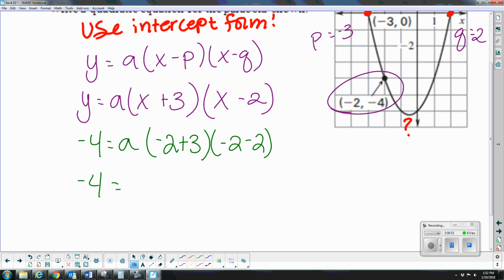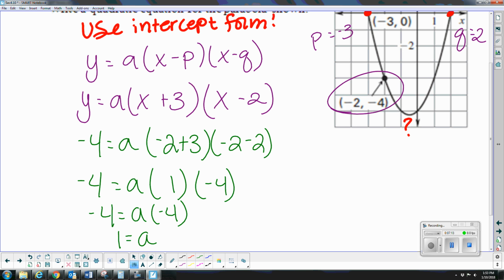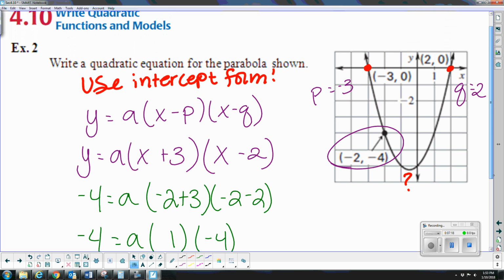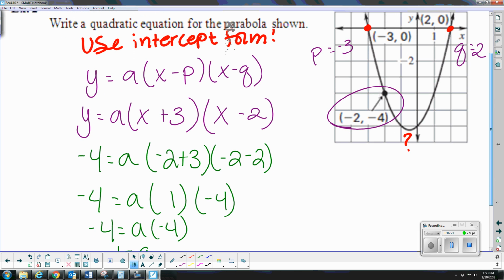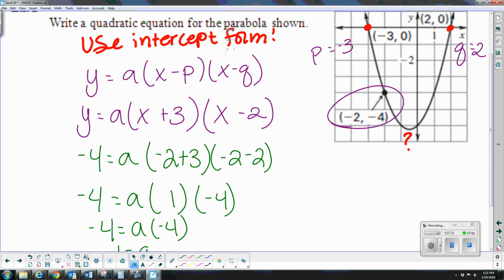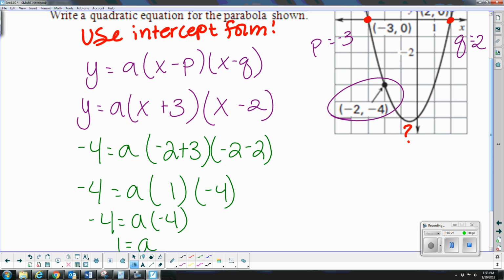So we can simplify. -4 equals a times, -2 plus 3, which is 1, and -2 minus 2, which is -4. So -4 equals a times -4. To solve for a, let's divide both sides by -4. We get -4 over -4 is a. -4 over -4 is 1. So our a is 1. But again, that's not the question. It did not ask us just to solve for a. It asks us to write a quadratic equation for this parabola.